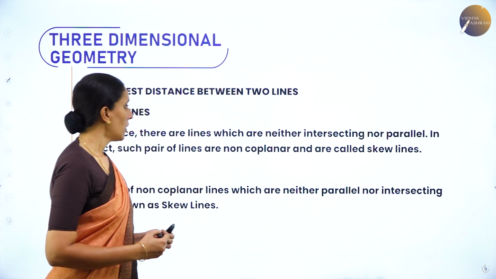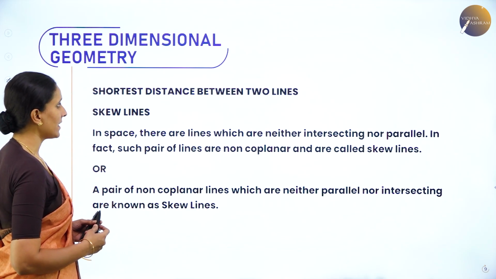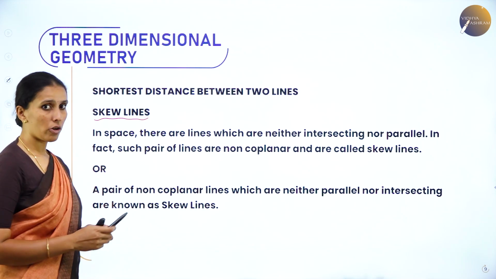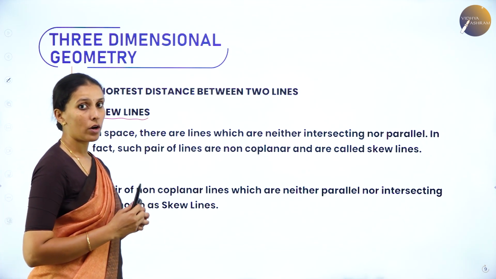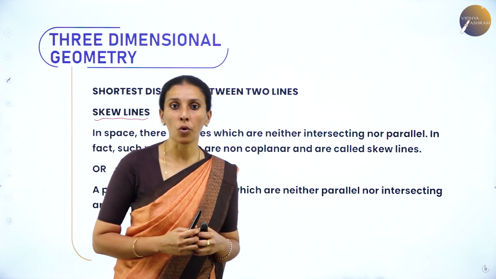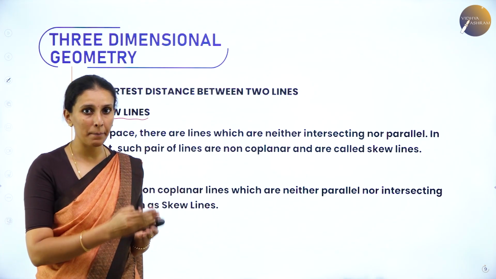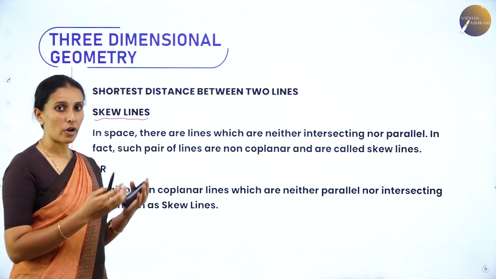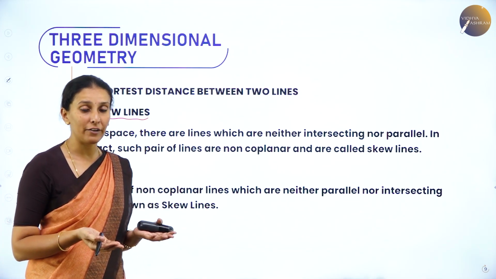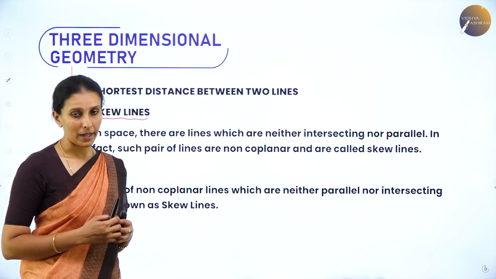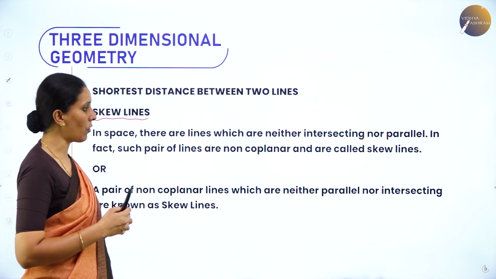The next is the shortest distance between two lines. So skew lines. What are skew lines? Skew lines are lines which are not coplanar. We know that coplanar means all lying on the same plane, but skew lines are the lines which lie on different planes. So when the lines lie on different planes, how do we calculate the distance between them?